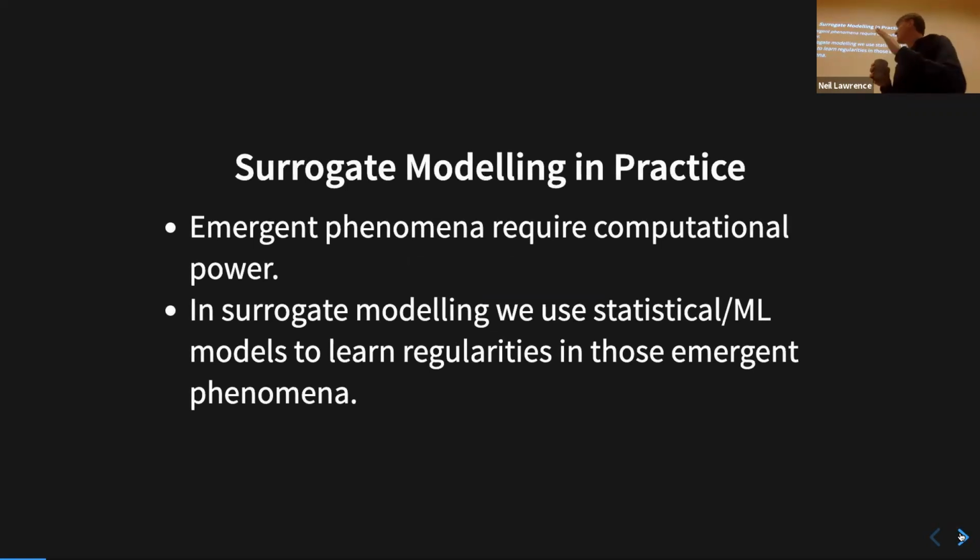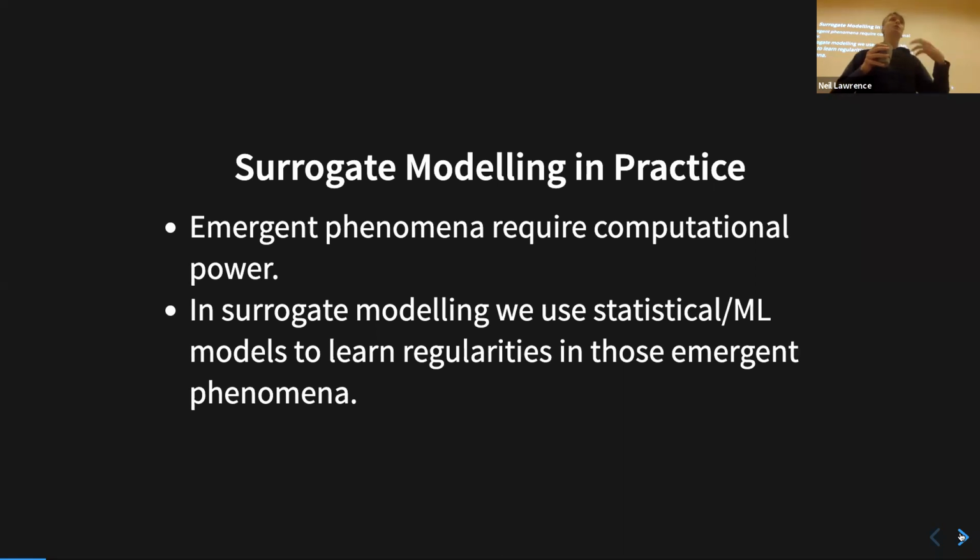So I launched yesterday's lecture by talking about the need for computational power. We used Conway's Game of Life to show that even in a world where we understand everything, where the data is, what the physical laws are, there's still uncertainty in what those emergent properties might be. And the trick in surrogate modeling, or emulation, as I tend to call it, so you'll see different words being used. I use emulation because there was a really strong group in this in Sheffield led by Tony O'Hagan, and they tend to use emulation, but it's also called surrogate modeling. So we use statistical or machine learning models to learn regularities in those emergent phenomena.